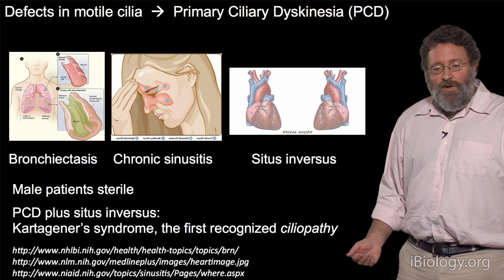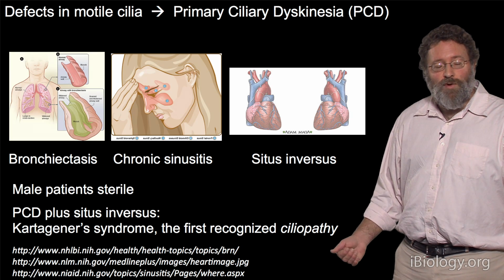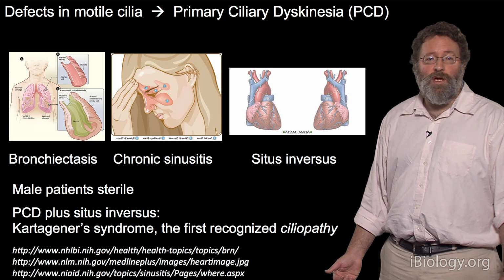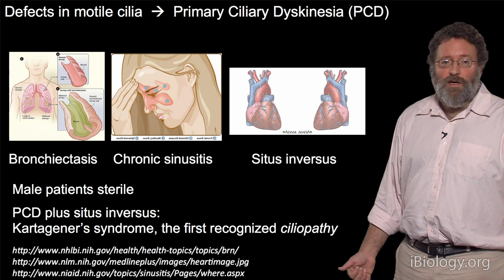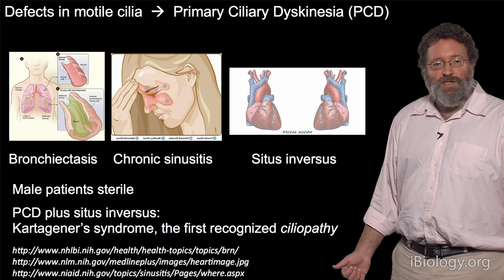The first real evidence that cilia defects would cause disease came from diseases in which motility of cilia was defective, so diseases in which cilia don't move properly. And this is known as primary ciliary dyskinesia, or PCD. And PCD has several different symptoms that patients can get.